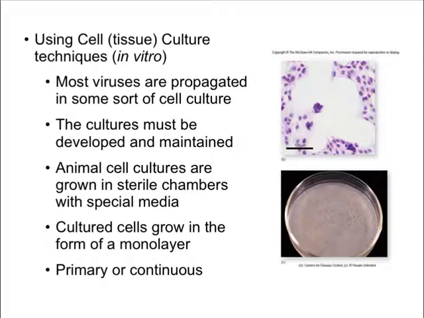Animal cell cultures are grown in sterile chambers on special media. In a continuous culture, we'll see animal cells that have altered chromosome numbers that grow rapidly and show changes in morphology, and they can be continually subcultured to create new monolayers. By using continuous cultures, we can use cells that are genetically altered and can address a narrow host range.